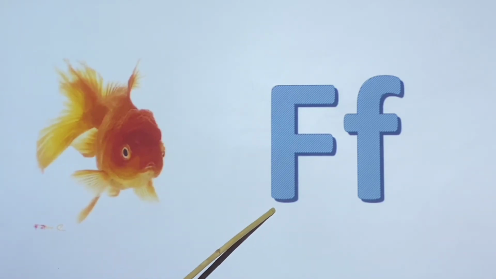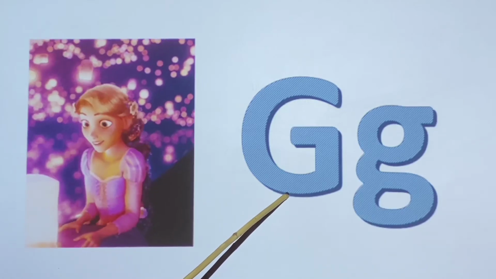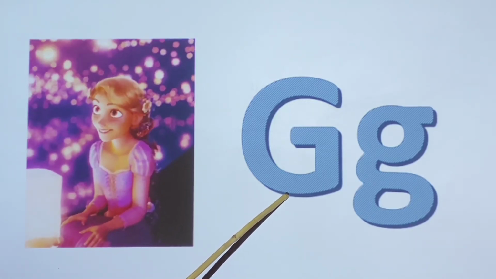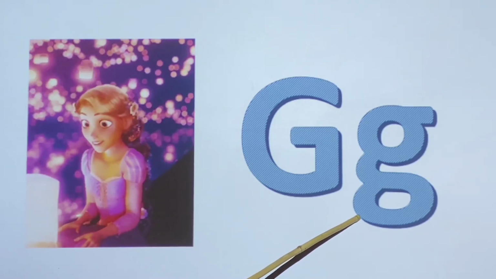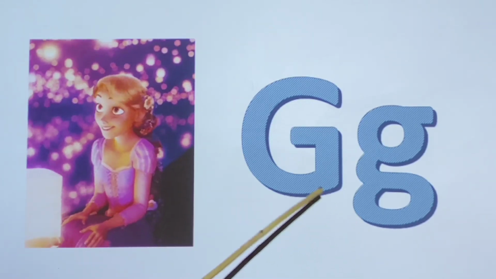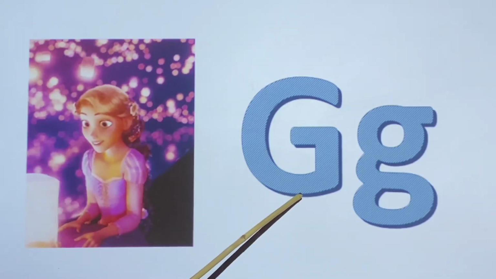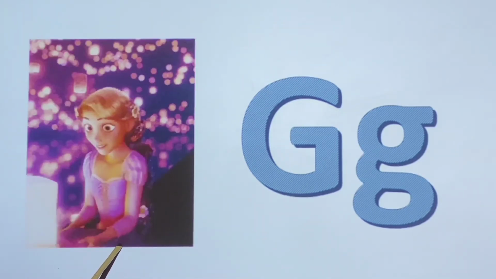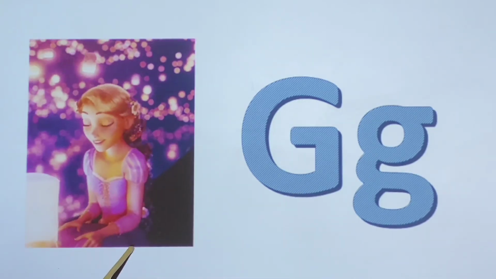Next, G after F. Capital G. What is this letter? Capital G. Now what is this one, children? Yes, it is small g. Very good. Capital G, small g. And G for girl. Very good. G for girl.